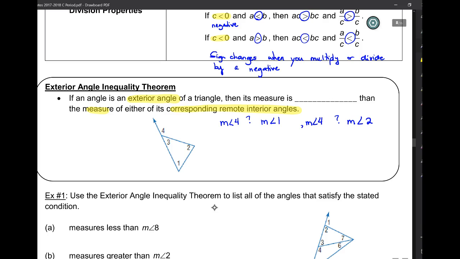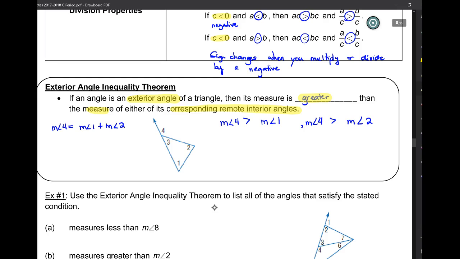They're not equal to each other because we know the measure of angle 4 is equal to the measure of angle 1 plus the measure of angle 2. And it just always has to be greater. Why does it have to be greater? Because both of them make it equal. So if you're missing one of them, it can't be 0 degrees. So no matter what, the exterior angle has to be greater than either one of those remote interior angles.